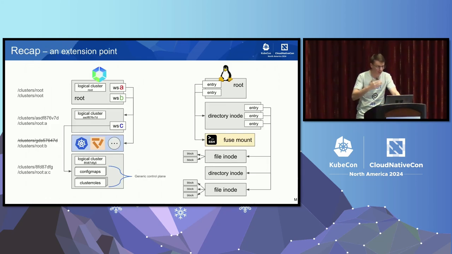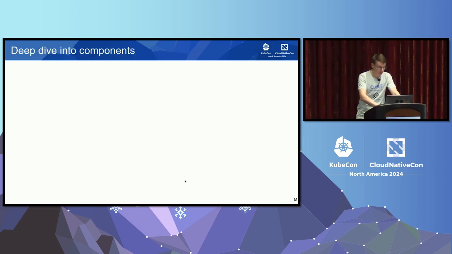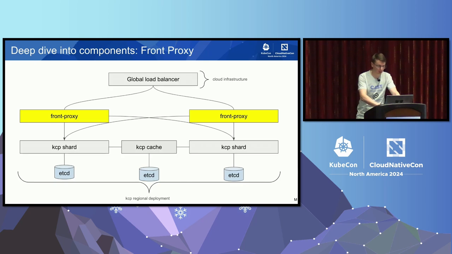So recap, we basically created this extension point to the existing system, where you can hook up your existing compute infrastructure into KCP and start playing with APIs. So now we're going to jump a bit into the deep dive, the specific components. And one of the first ones we're going to do is the front proxy.